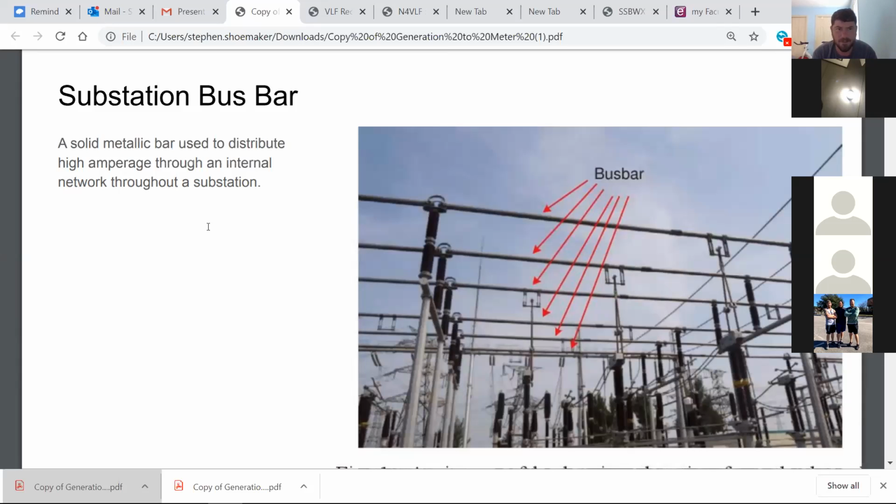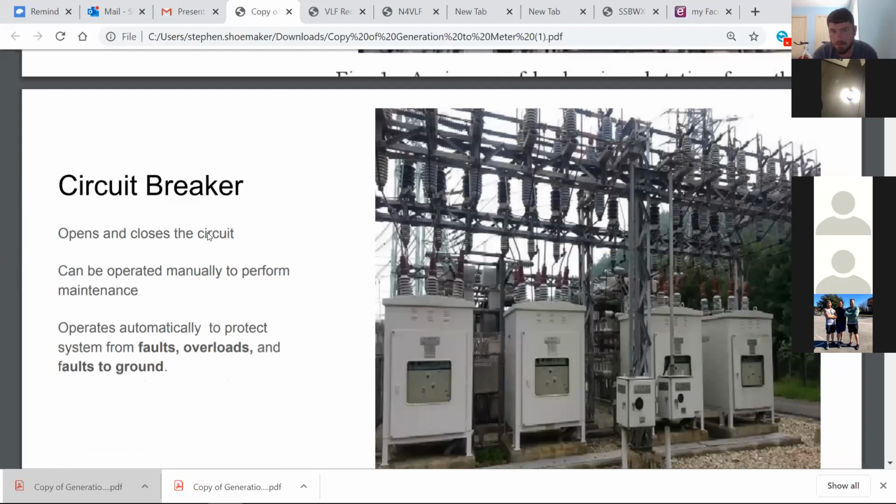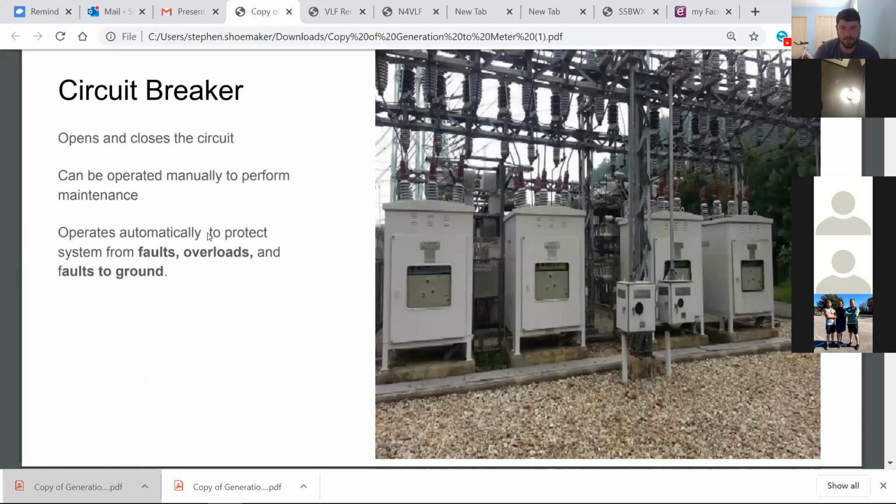The substation bus bar is a solid metallic bar used to distribute high amperage through an internal network throughout the substation. Copper or aluminum are used. Correct. Circuit breaker opens and closes a circuit, can be operated manually to perform maintenance, operates automatically to protect the system from faults, overloads, and faults to ground. Good picture.